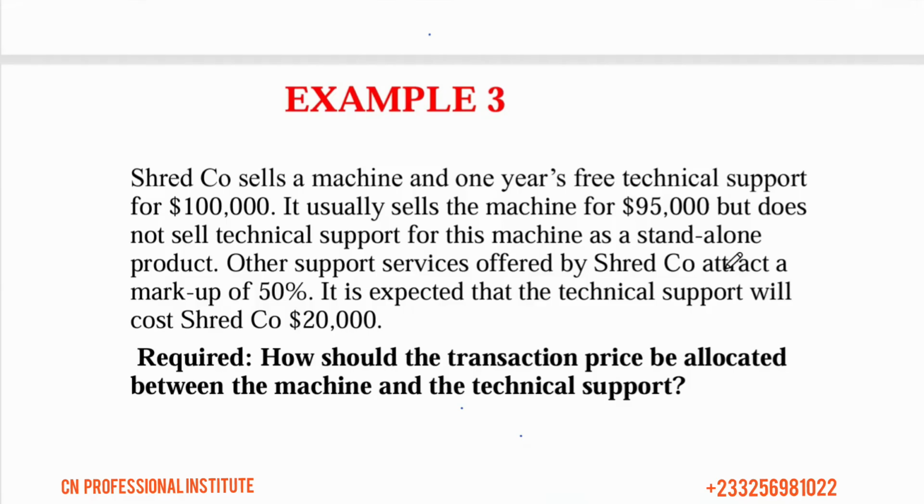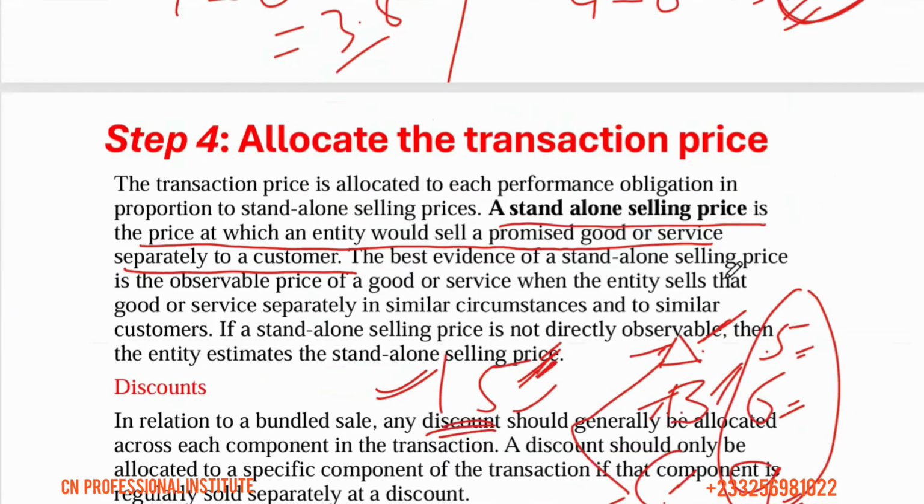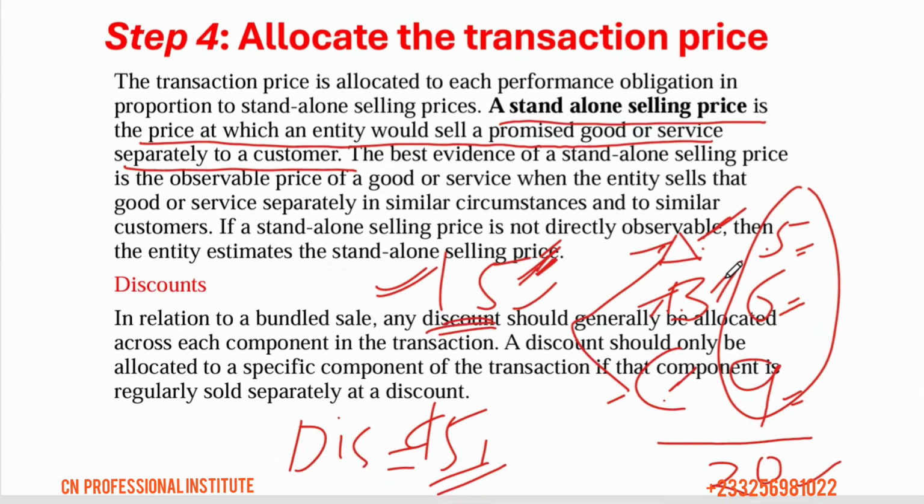We are still on IFRS 15 revenue from contract with customers. This standard is a bit broad, so we really have to look at it very well and cover every angle. In the last video, we looked at step four: allocate the transaction price to the separate performance obligations.